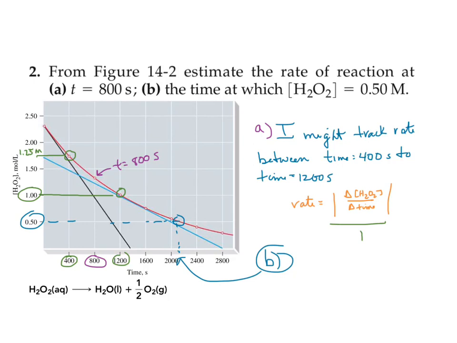And then for B, which was even easier, it says, what is the rate of the reaction when you have only 0.5 molar hydrogen peroxide? So you go over here and basically need to find a rate at that point. Again, you can take points on either side and come up with a slope right there.